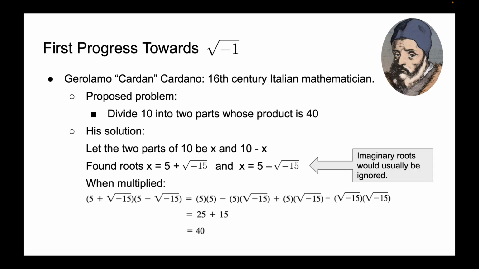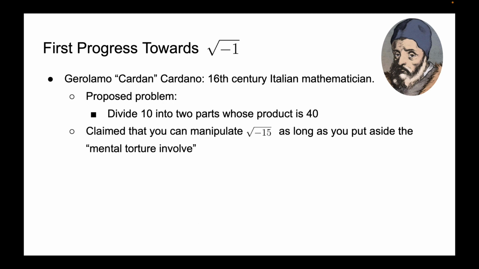And then he decided, let's try to multiply these together. And as you can see, after doing all the algebra, we get 40. So what Cardano concluded was that you can manipulate the square root of negative 15 as long as you put aside the mental torture involved.